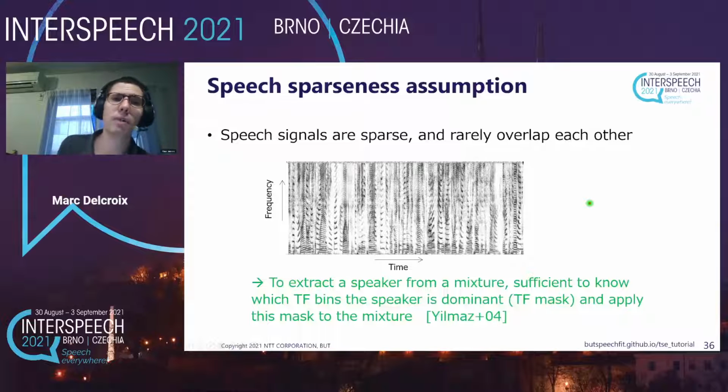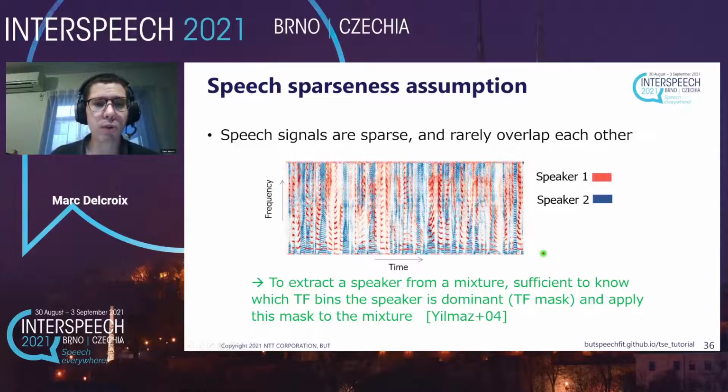This approach also estimates a mask, and I will explain briefly the reasoning why we can use a mask to do speech separation. It's just because of the sparseness property of speech signals. As seen in this spectrogram, which shows a mixture of 2 speakers, if we look at the spectrogram of each of the speakers in red and blue, we can see that speech signals are sparse, meaning that they rarely overlap each other. Because of this sparseness property, it is possible to extract a speaker from a mixture by using a time frequency mask, which indicates when the speaker is dominant over the other. And by applying this mask on the mixture, we can extract the source.